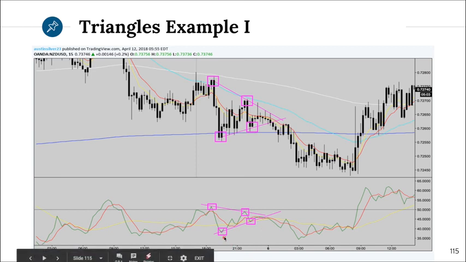So here you can see on the bottom, the RSI is moving from left to right, it's going higher, and on the top, from left to right, it's dropping. That's matched identically with the same 4 points, creating a symmetrical triangle on the charts.